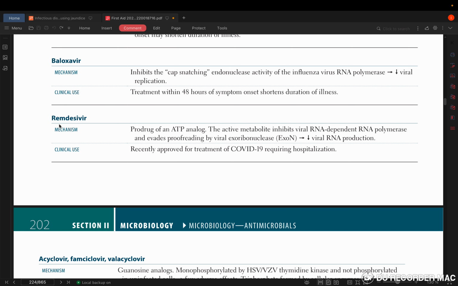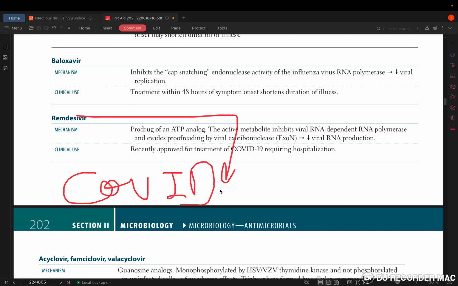So, first of all, this drug is a prodrug of an ATP analog. Basically, it works by inhibiting the RNA polymerase. And remember, COVID is an RNA virus, yeah? So if you give this drug, it will prevent the replication of the COVID RNA into making more RNA. So the COVID cannot proliferate. If the COVID cannot proliferate, that means that we will have less RNA production, less replication, less hospitalization. You know, like less severe disease.